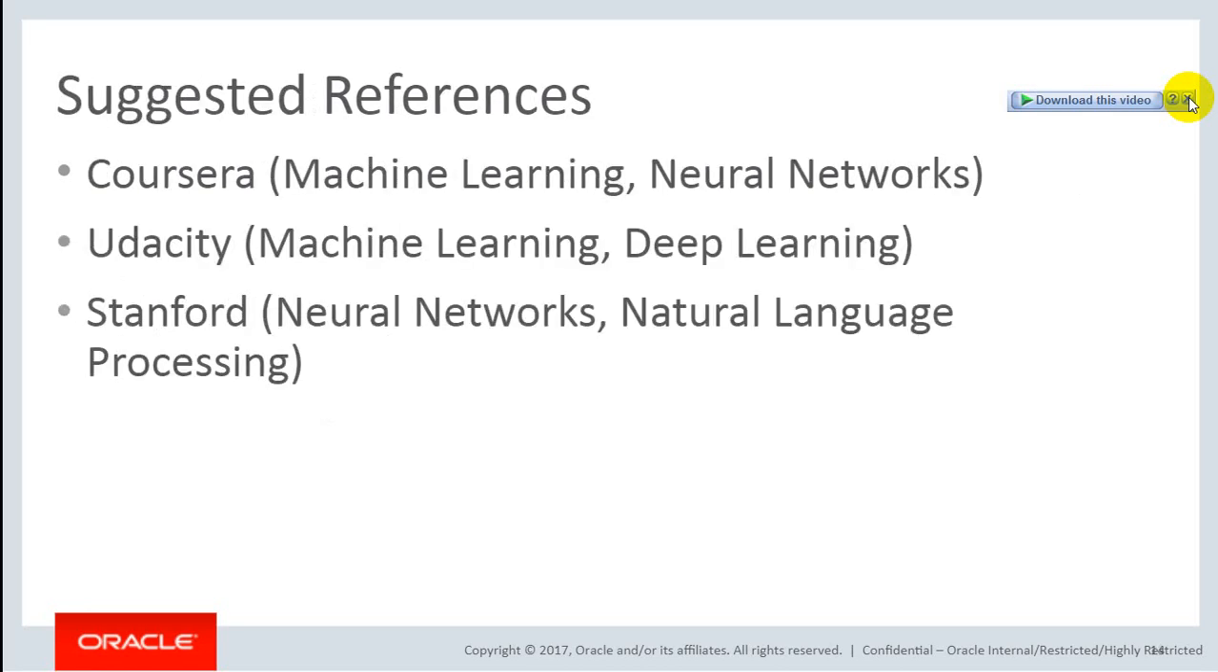These are some of the suggested references. On Coursera, Udacity, Udemy, Stanford, you have various courses available for machine learning, neural networks, deep learning, NLP, and so on. You could take courses on these and improve your knowledge about the topics that we have discussed so far.